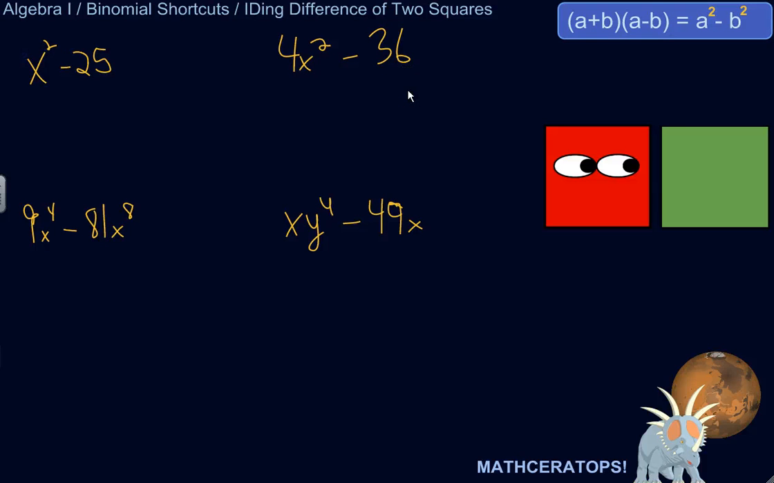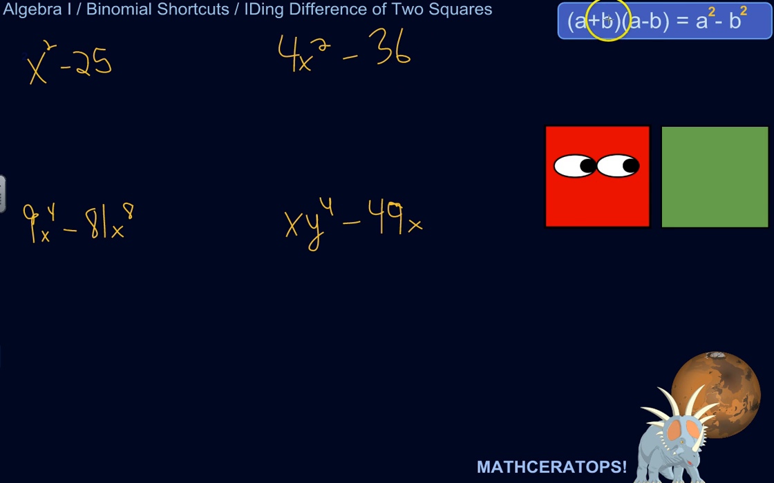Alright, so we're looking at some shortcuts or patterns which will greatly help you in your efforts to solve quadratic equations. And one of the most important patterns is the difference of two squares, or the product of a sum and a difference. So here's the rule. Let me actually just write out an example.